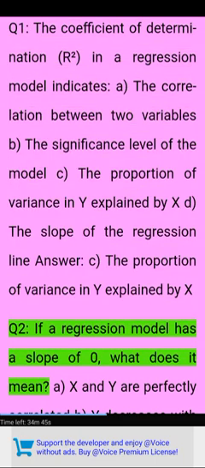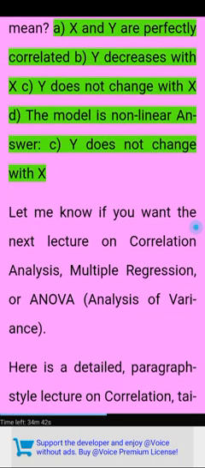Q2. If a regression model has a slope of 0, what does it mean? A. X and y are perfectly correlated. B. Y decreases with x. C. Y does not change with x. D. The model is nonlinear. Answer: C. Y does not change with x.